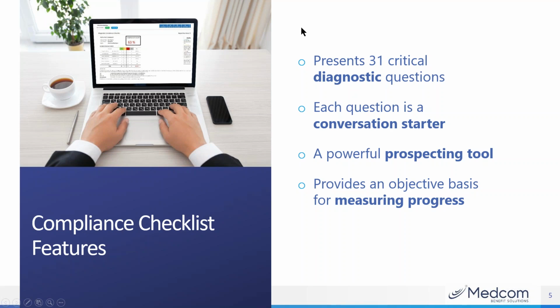I actually ended up going a little over the requested number of questions, and we ended up at 31. But again, it's designed to be done in about 30 minutes. And each question is designed to be a conversation starter about things like ERISA and tax code compliance for cafeteria plans, healthcare reform, COBRA, HIPAA, wellness plans, and other compliance areas that are critical for any employer. This becomes a powerful prospecting tool.